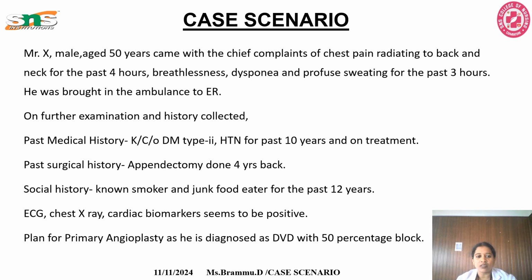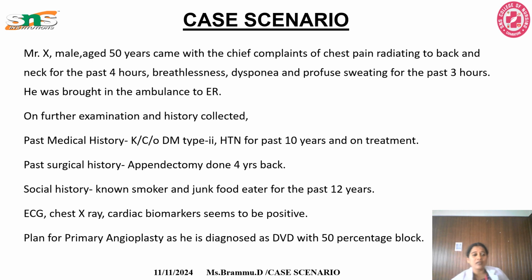He was brought to the ER department, that is the emergency room, in an ambulance. Upon further examination and history collection, he was a known case of diabetes type 2 and hypertension for the past 10 years, on treatment with OHA as well as antihypertensive drugs. In the past surgical history, an appendectomy was done 4 years back by laparotomy. In the social history, he was a known smoker and a known junk food eater for the past 12 years.